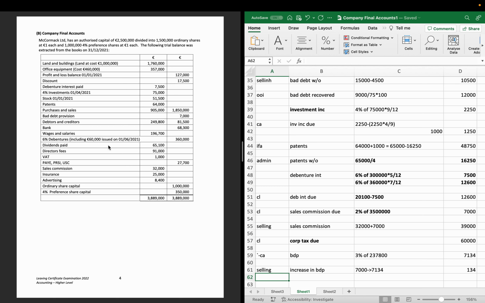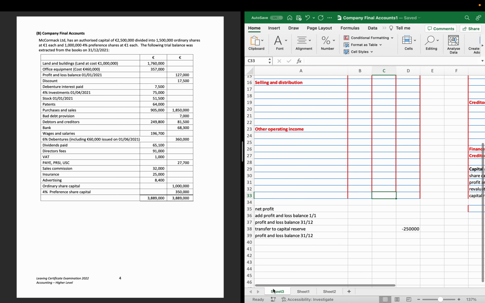You never do anything with things paid, so dividends paid. Sorry, you do. That goes in dividends. You normally use it to work out dividends due, but there is none. Director's fees is admin. VAT is debit, so it's an asset. If VAT is a credit, it would be a liability, but it's an asset. PAYE is a current liability. Commission we've changed. Insurance admin. Advertising is selling. And then you've got your 2 share capitals.